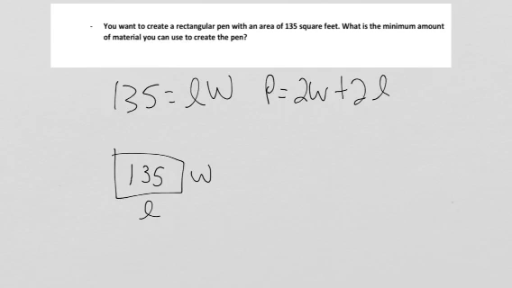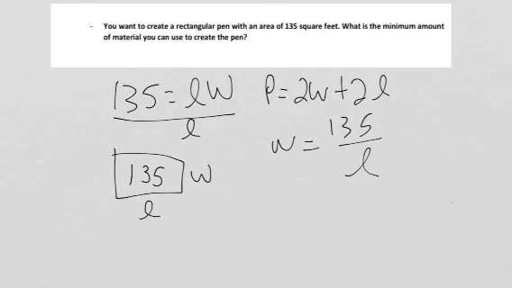And again, we want to be able to graph that. But we can't, because it has three variables, so we can't graph it on a two-dimensional plane. So what we have to do is use our given information that 135 equals L times W. Let's solve for W again. We'll divide by L on both sides, so we get W equals 135 over L.